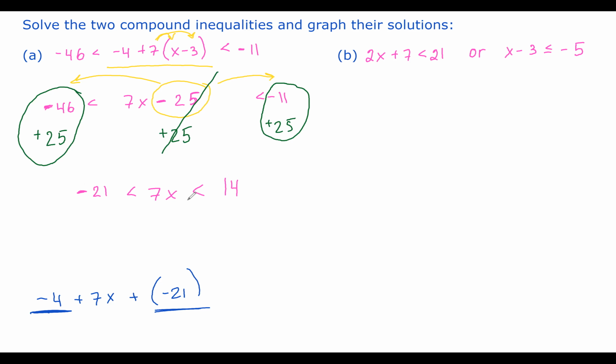Now, what do you think will be the last step? Just think about it for a moment. What do you think should be the next and the last step? Divide by 7. Check this one out. You see that I have a multiplication here. So for me to isolate the x, I need to divide this by 7 so that it will cancel. And I have to do it to all 3 sides. So this one, divide by 7. This one, divide by 7. This will be our last step.